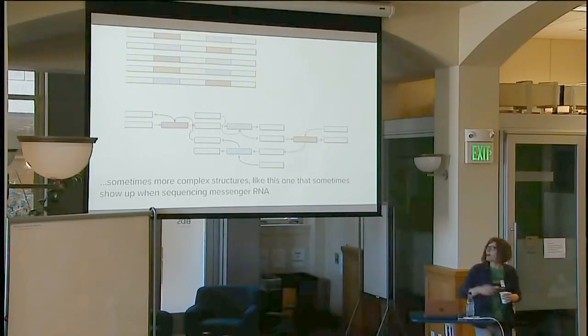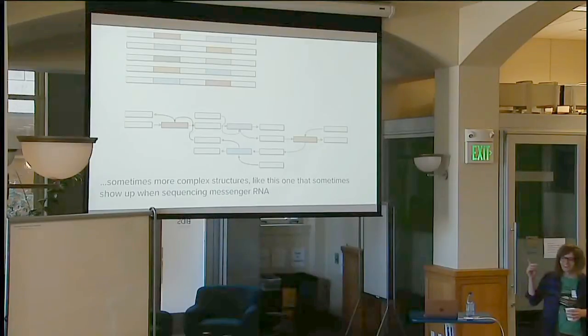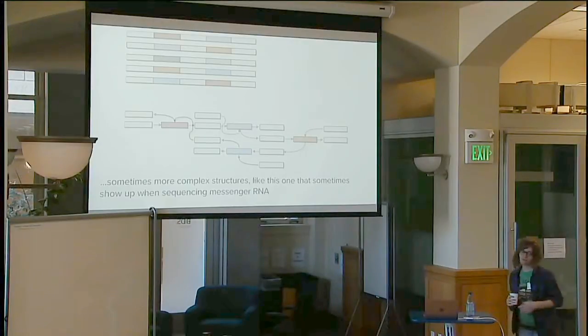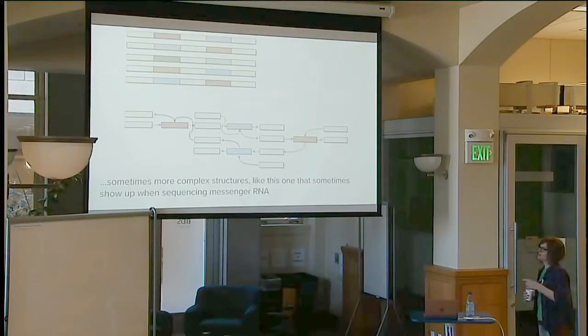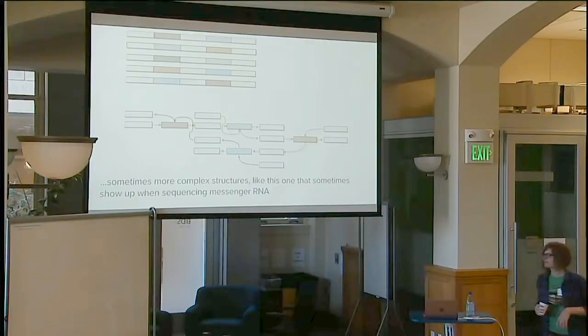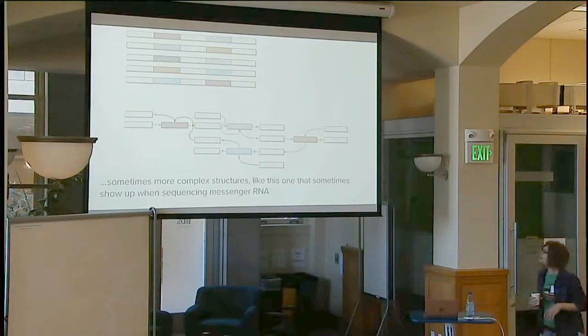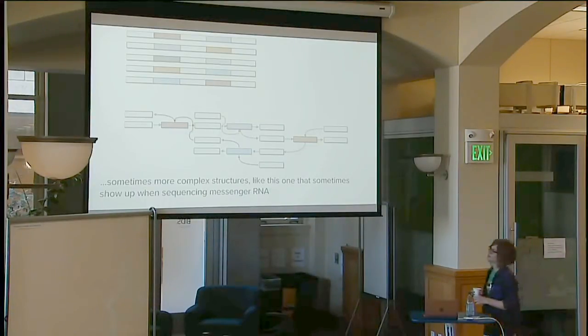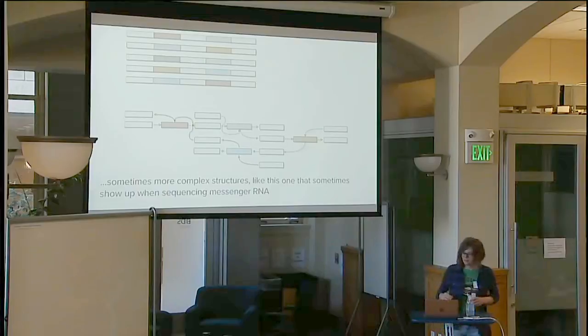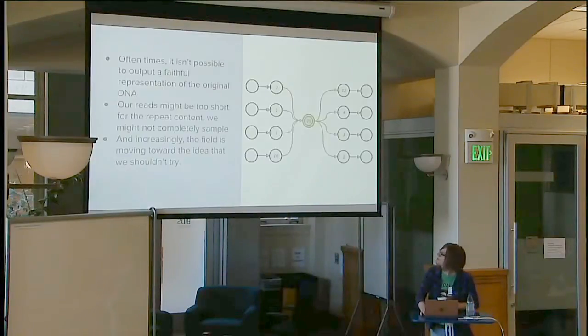You might also have situations like this, which is basically the most complex situation you can get when you sequence messenger RNA. This is what they call an intertranscript circular repeat. And that terminology comes from the paper for an assembler called Shannon. So you end up with these complex structures like this, right? That are going to be difficult to actually deal with.